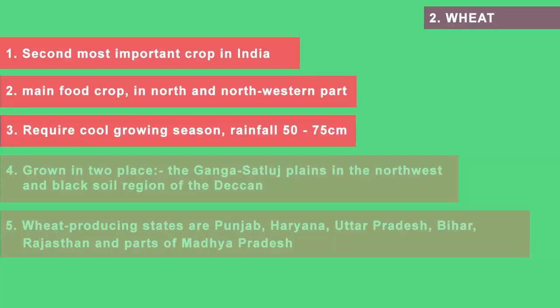Now this crop requires a cool growing season. So that means it should be grown during the winter. And during winter, Rabi crop is grown. So wheat is a Rabi crop. Now it requires a rainfall of 15 to 75 centimeters.